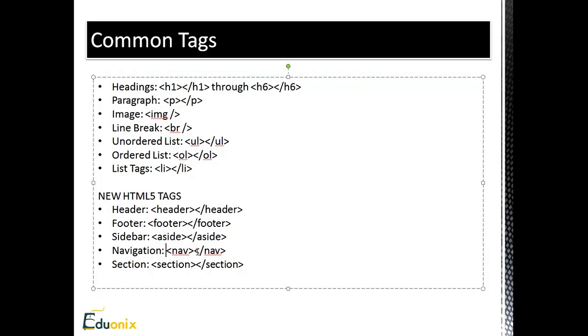Navigation, usually you'd have an unordered list in this area, which would be your navigation menu for your site. And I don't like to use these tags more than once, even if I have more than one menu. Section, basically just a section of text, maybe a news article or a blog post, something like that.